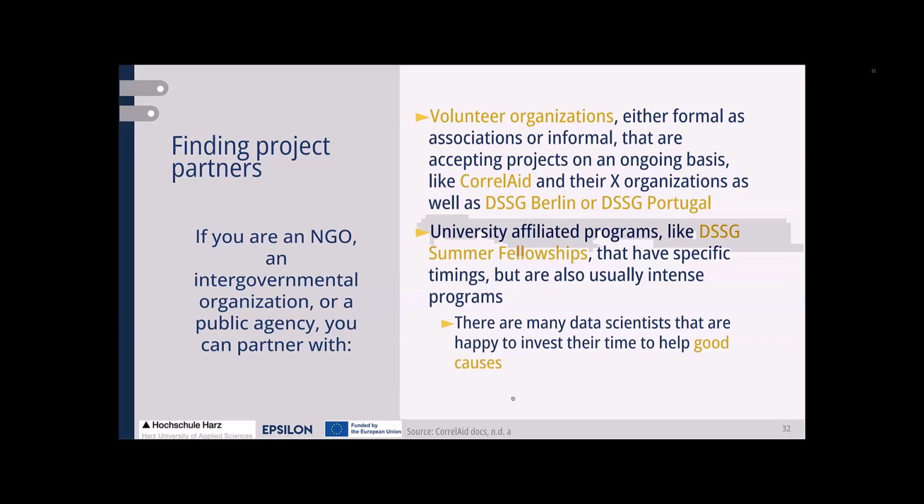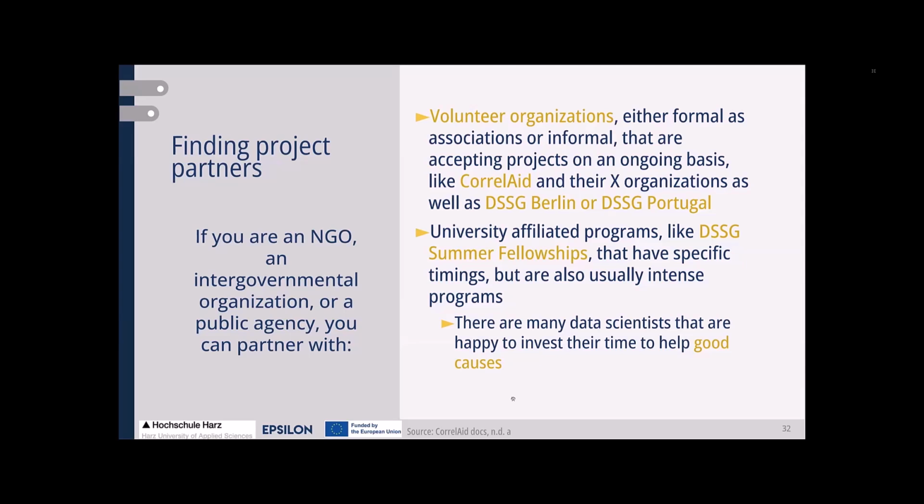Therefore, if you're an NGO or an intergovernmental organization, you can partner with all those organizations. And here we have to separate between the university-affiliated programs, like Data for Social Good Summer Fellowships. Here, the organizations are in touch with the university and provide use cases that are analyzed within a summer school. But there's also the chance to be in touch with the volunteer organizations that are spread all over Europe and that comprise volunteers that work in their free time all over the year.